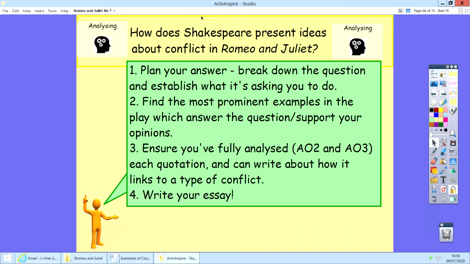So I've already said you find the most prominent examples in the play, which answer the question and support your opinion. Start with those, because if you run out of time, at least you've done the most important bits, okay?